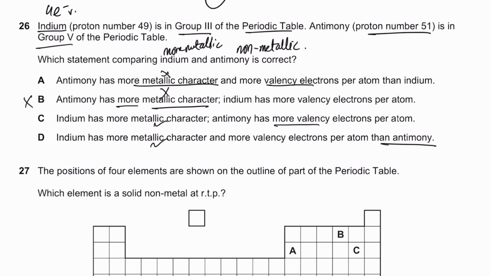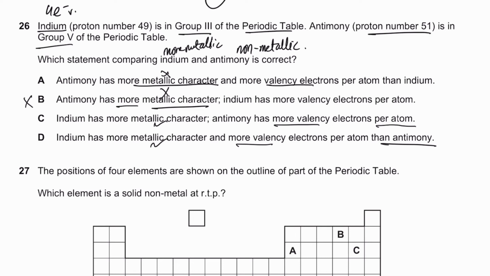And group 5 of the periodic table, which is antimony. So if you go to group 5 over here of the periodic table, indium has more metallic character and more valence electrons. Indium has more and antimony has more valence electrons per atom. So it says per atom. So we're doing a comparison over here, from group 3 and group 5.